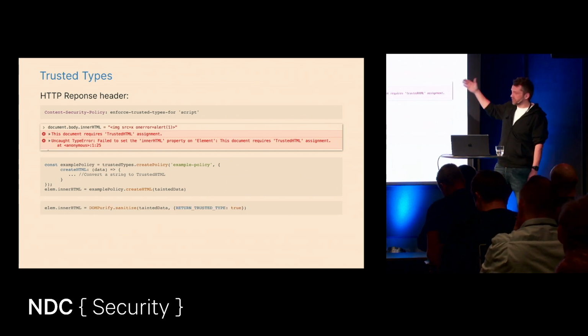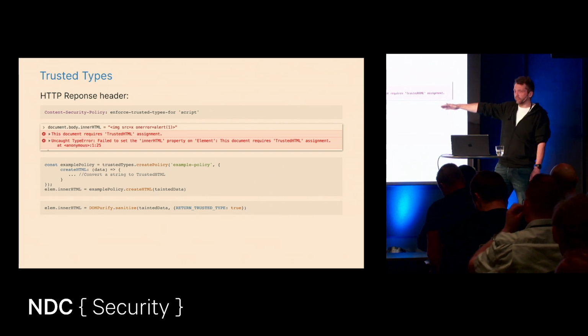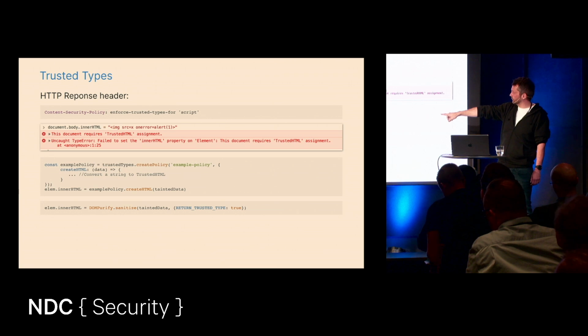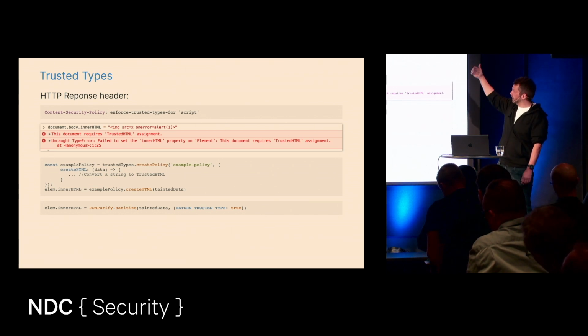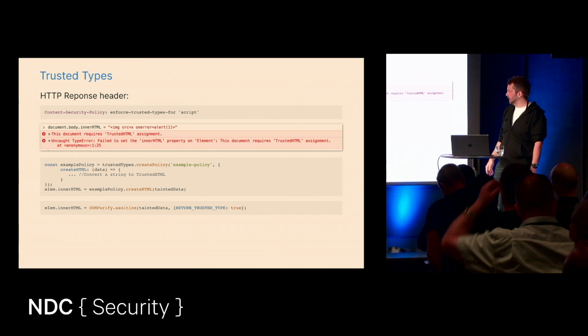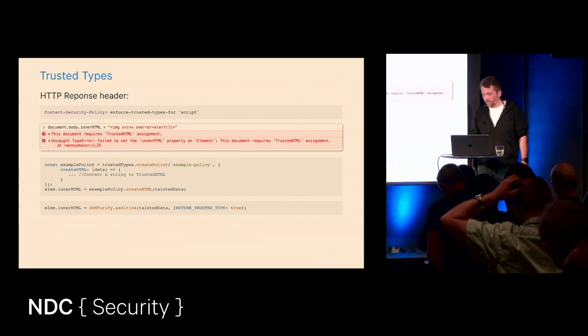We can actually skip the policy if we want to, because DOMPurify, the guys behind it, are very clever. They created a sanitize function that returns a trusted type. So if we have trusted types enforced, we can just ask DOMPurify to return a trusted type once you've cleaned this data. And then things work perfectly.